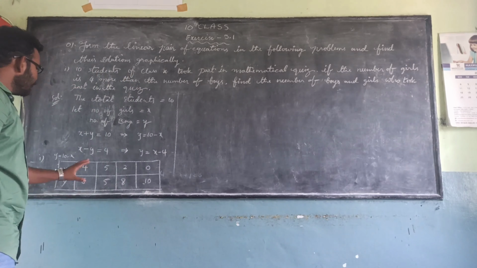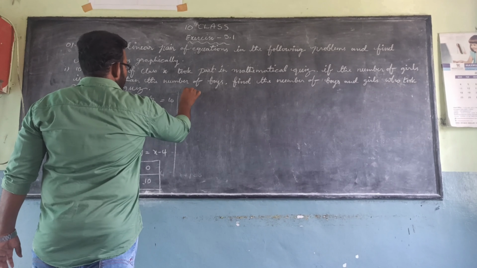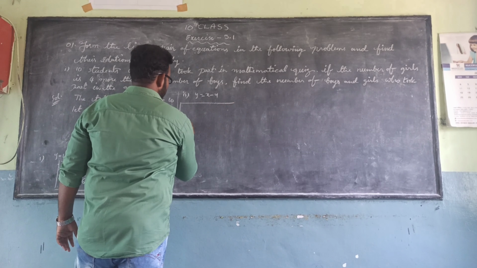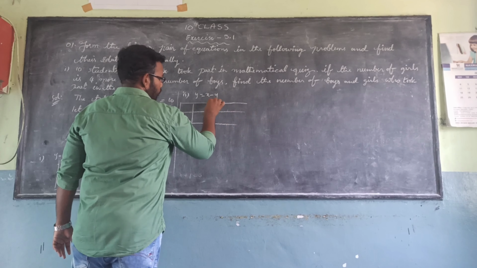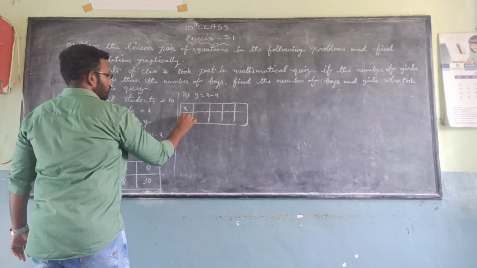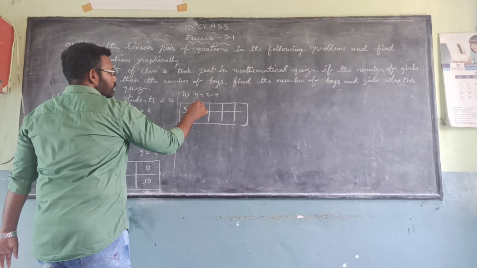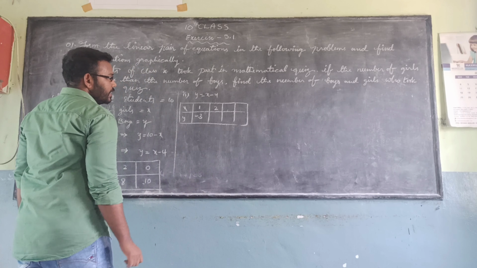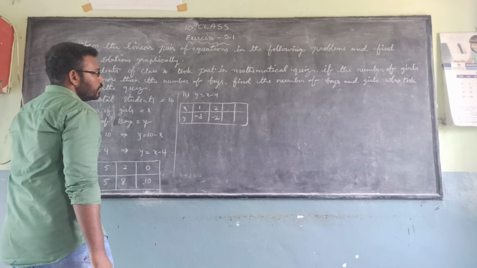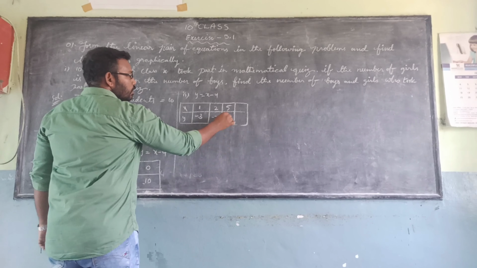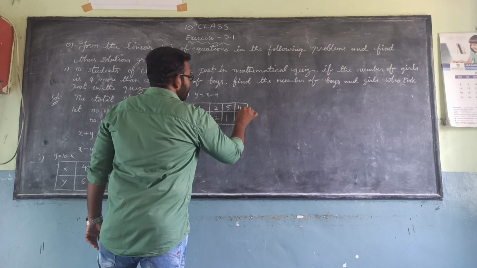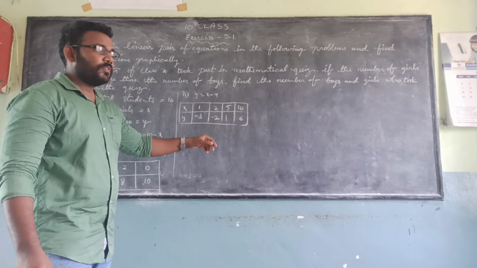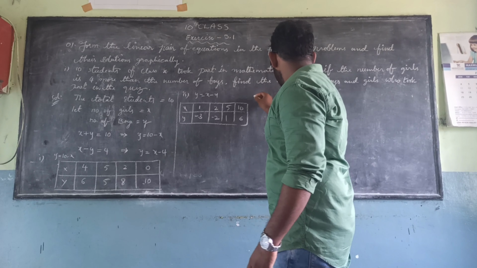Similarly, we have to draw a tabular form for the second equation also. So Y is equal to X minus 4. X, Y. If X is equal to 1, Y is equal to minus 3. If X is equal to 2, Y is equal to minus 2. If X is equal to 5, Y is equal to 1. If X is equal to 10, Y is equal to 6. In this way, we can find any tabular form. Now we are going to draw a graph here.